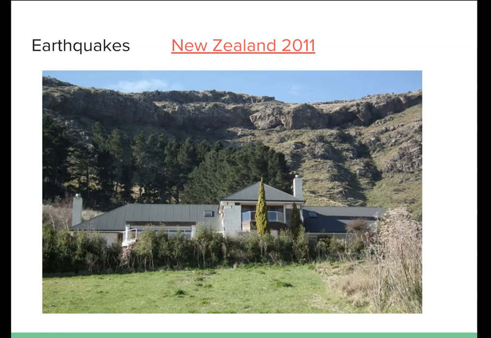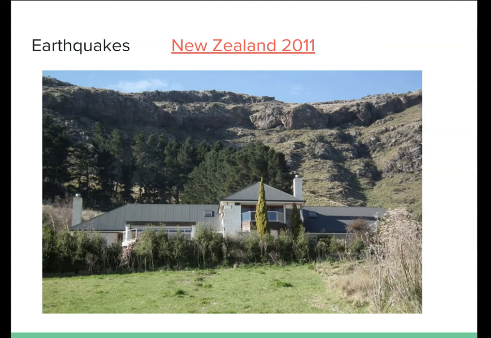Here's another earthquake caused landslide. This happened just outside of Christchurch, New Zealand, in 2011. Christchurch had experienced two earthquakes, one in 2010, which was actually a larger magnitude but further away, and another one in early 2011. And while the magnitude was lower, it was much closer to town. And it caused a lot of damage.